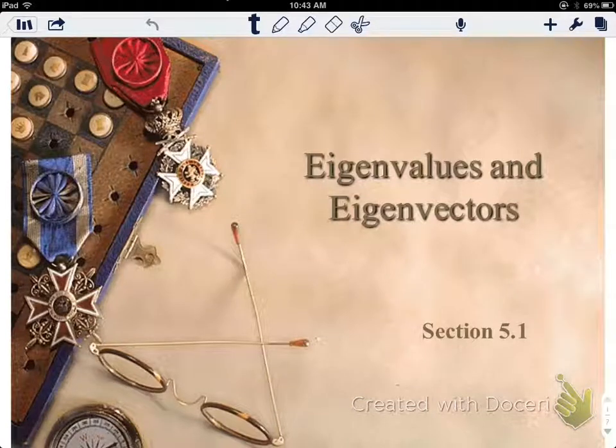Okay, hello everyone. This is the video notes for section 5.1. It shouldn't be that long because it's not a very long section. It's called Eigenvalues and Eigenvectors.